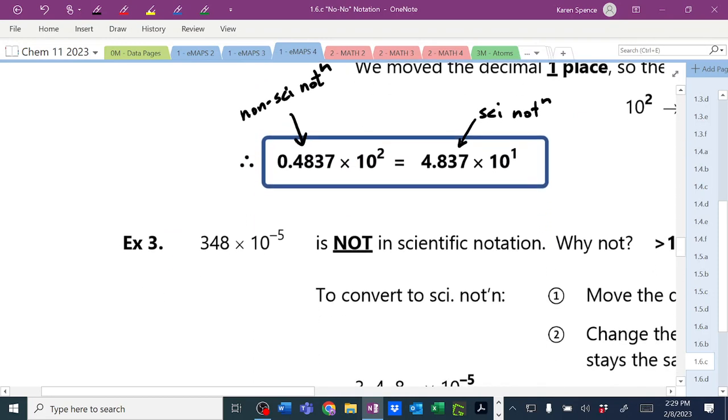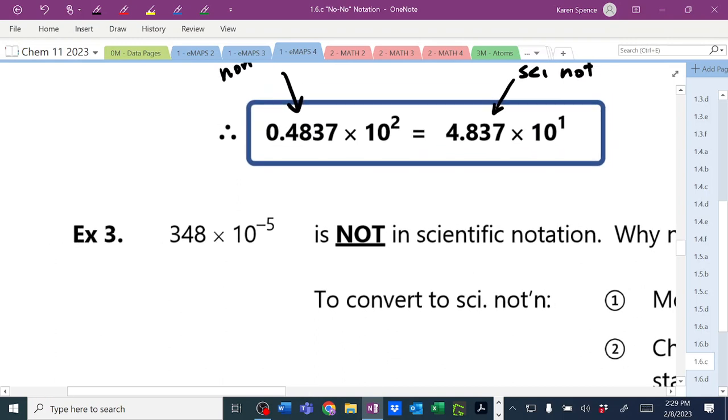348 times 10 to the negative 5. We're going to do the same thing now, but with negative exponents. Make sure you're good with those. 348 times 10 to the negative 5 is not in scientific notation. Why not? Yes. There is no decimal, but I could write a decimal. And in fact, if I wrote 6 times 10 to the negative 3, that's completely good scientific notation. Okay? So what is wrong with this?